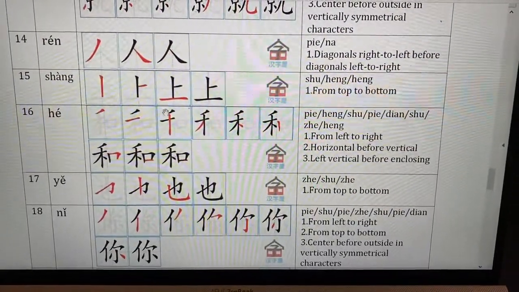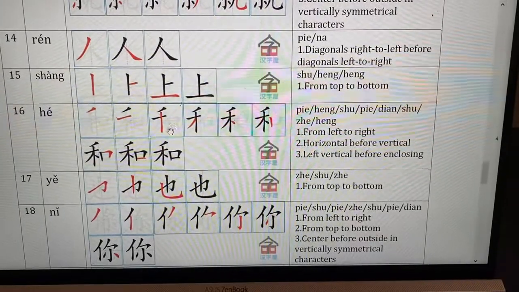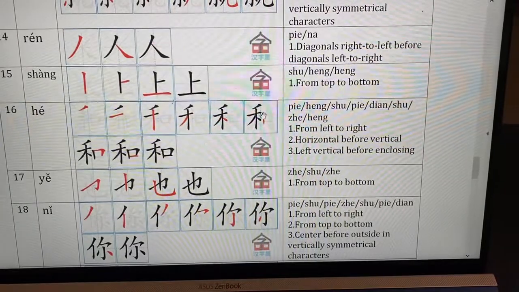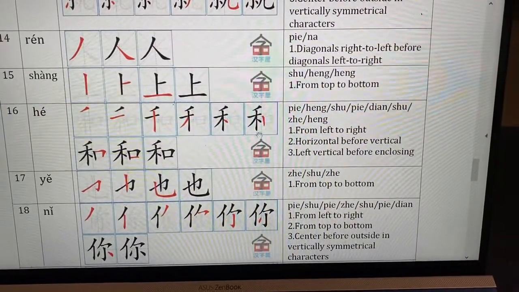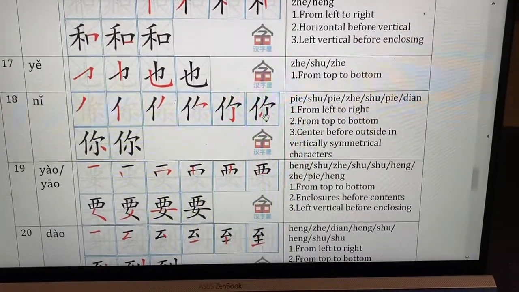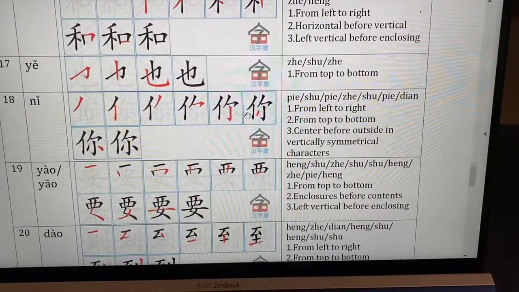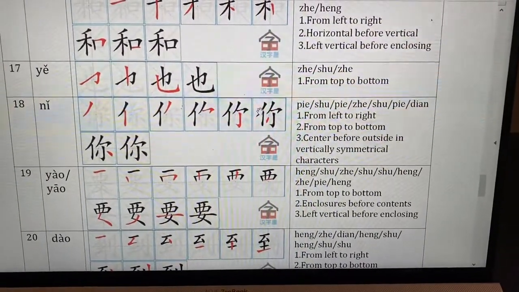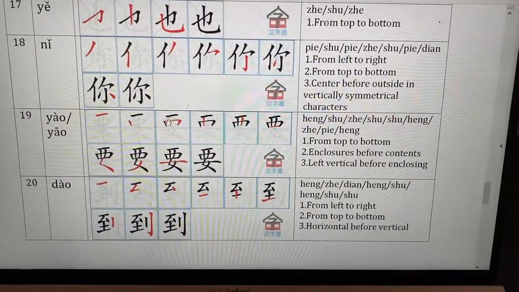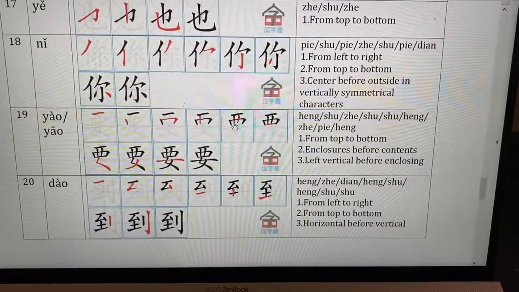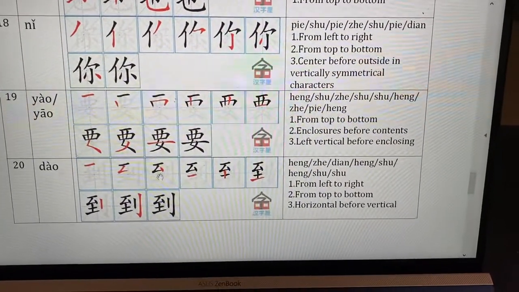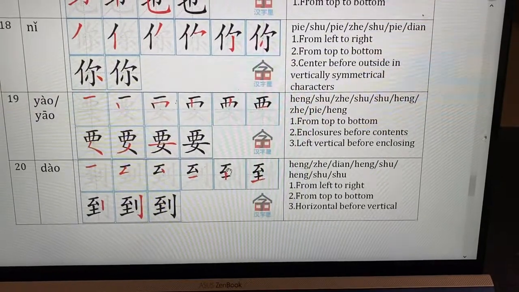For this he, you also have a crossing here and a square here. Remember the left vertical before enclosing. For ni, here you also have a symmetrical part, vertically symmetrical part. For yao, this is like a frame and the contents and then seal it. In dao, you have a crossing like this.